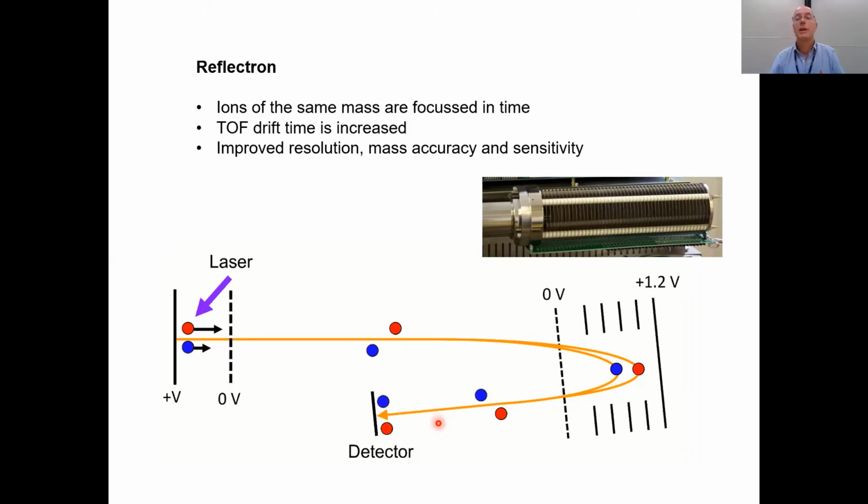So a Reflectron makes a big difference to the resolution of the instrument. It increases the effective path length of the flight tube by about 3-fold. And originally reflectrons were rather expensive. Now every TOF instrument comes with a reflectron.